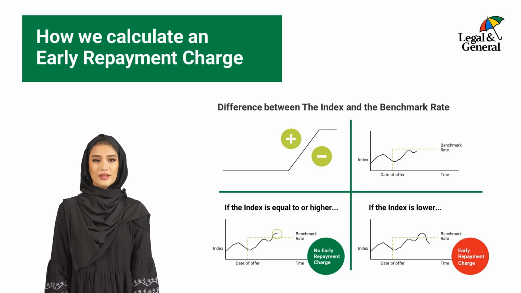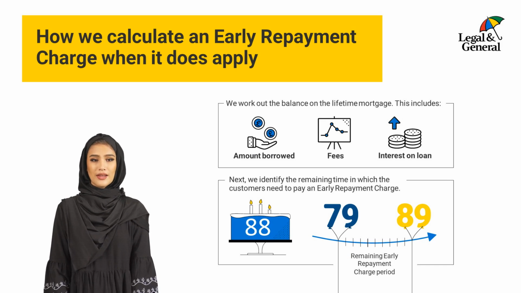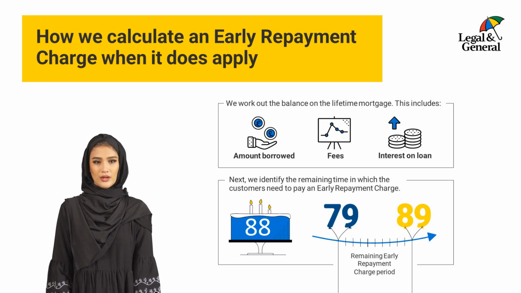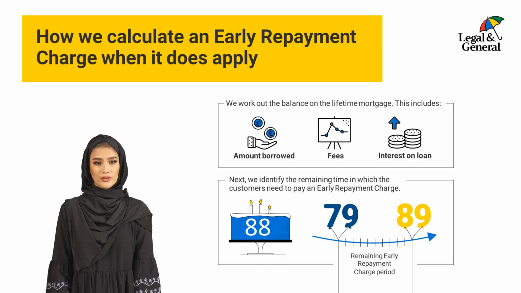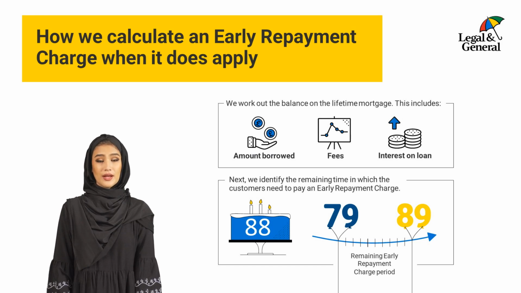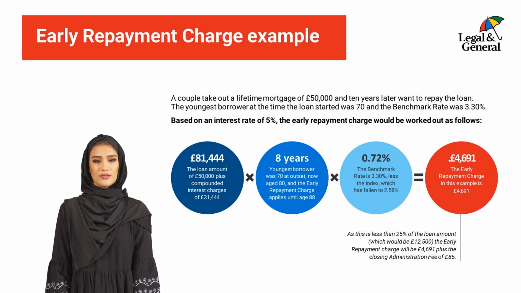Once we've established an ERC is payable, the first step is to work out the difference between the benchmark rate and the index. Next, we take the balance on the lifetime mortgage, which includes the interest added to the loan plus any applicable fees. We then need to identify the remaining time in which the customers need to pay an ERC. This will be either the remaining years until the youngest borrower's 88th birthday or, if the youngest borrower is 79 or older at the date of their offer, the remaining years until the customer's 10th birthday from the offer date. Now we multiply the three pieces of information.